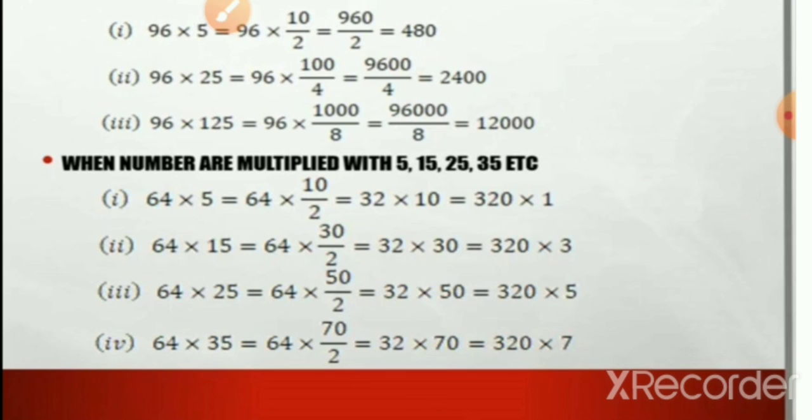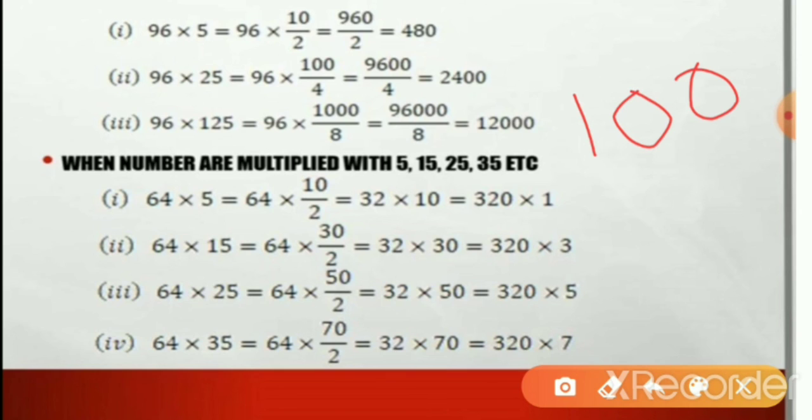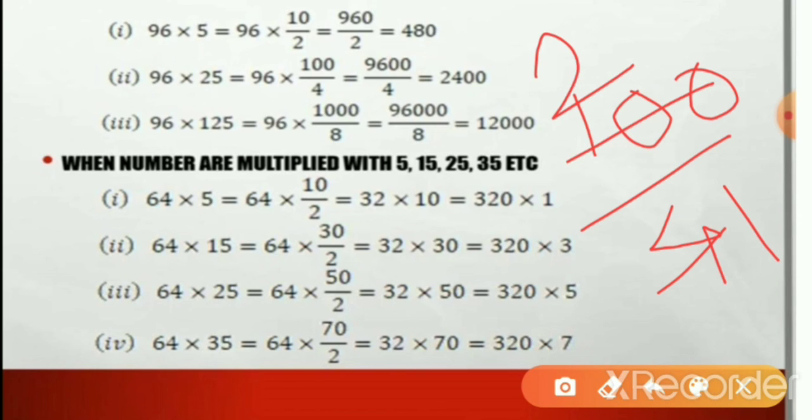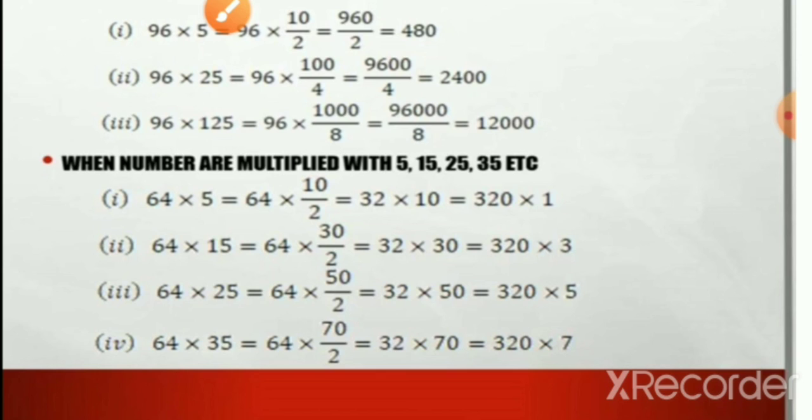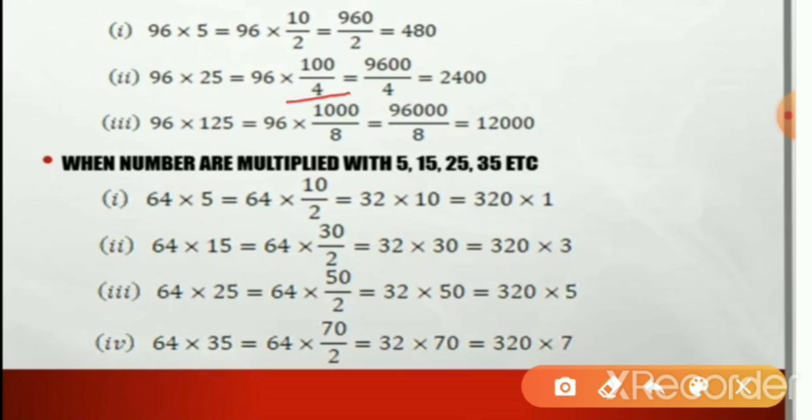In the same manner, in the second question, 96 multiply with 25. So instead of writing 25, we can write 100 divided by 4, because if we divide 100 with 4, what will we get? 25. For example, 4 ones are 4, 4 twos are 8, 2 rest is there, so it becomes 20, and 4 fives are 20. So we get 25. So instead of writing 25, we can write 100 divided by 4. So 96 multiply with 100, that is 9600. If we divide it with 4, we get 2400.